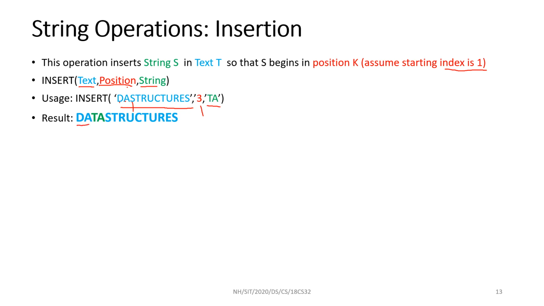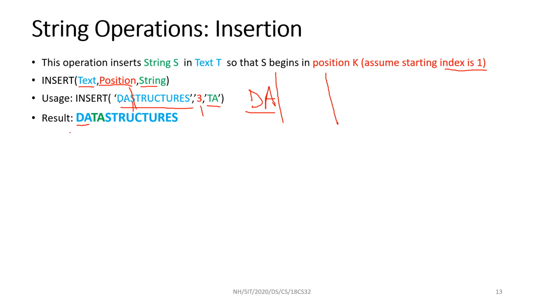DA, that means we are breaking the string into two parts. One is the DA part, that means characters before the position, then characters after the position. These are the characters before this position.